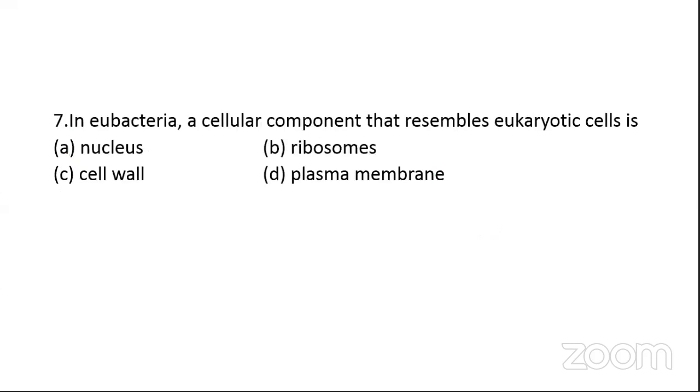Then the seventh one. In eubacteria, a cellular component that resembles eukaryotic cell is. It should look exactly like the eukaryotic cell. Answer, students.